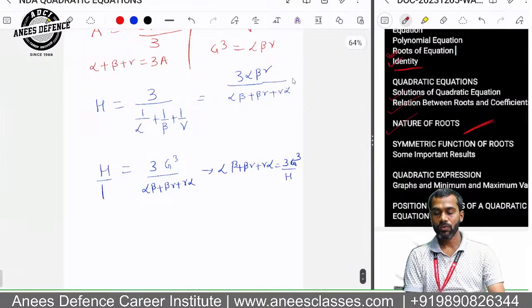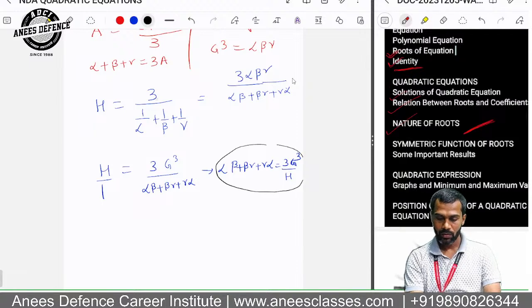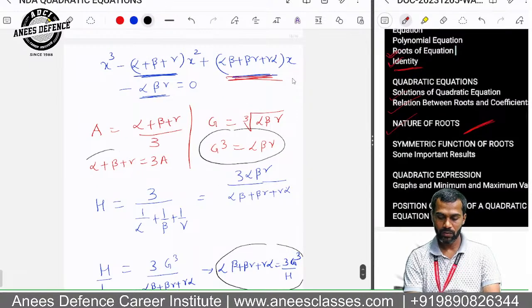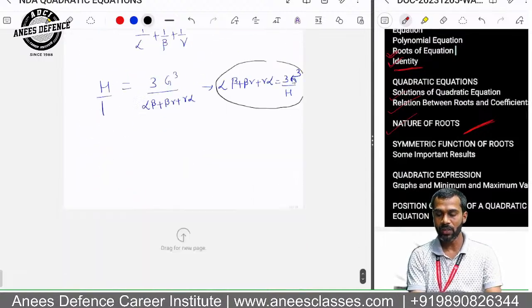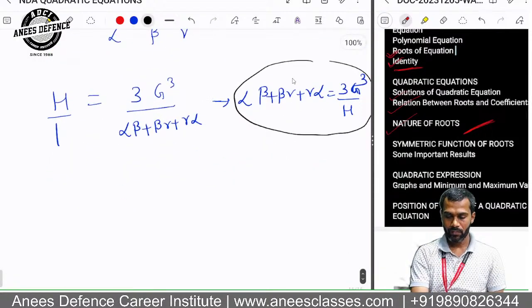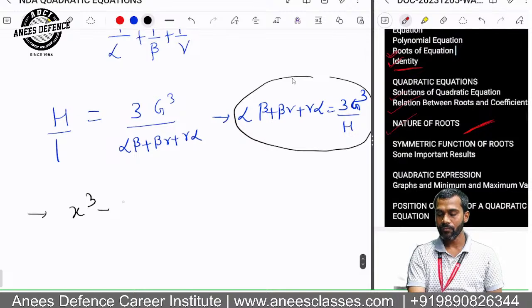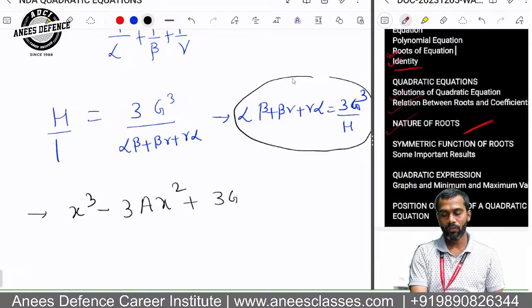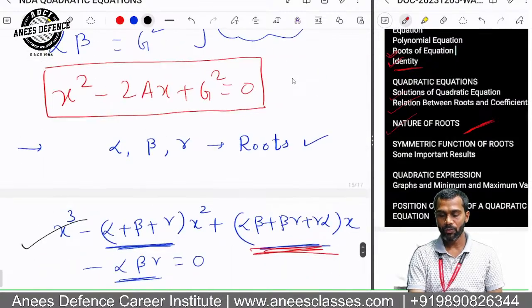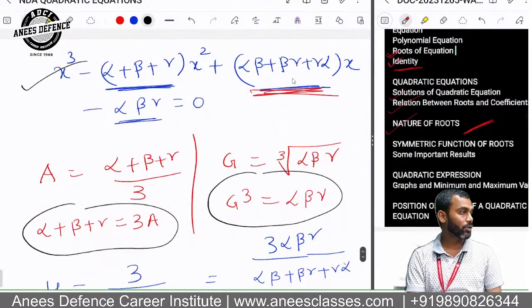Yes. Now just replace all these coefficients, I mean this one and this one and this one, in this equation. Yes or no? So this becomes x cube minus alpha plus beta plus gamma, 3a, x square plus 3G cube over H x minus G cube is equal to 0. Always remember alpha beta gamma should be positive real numbers.